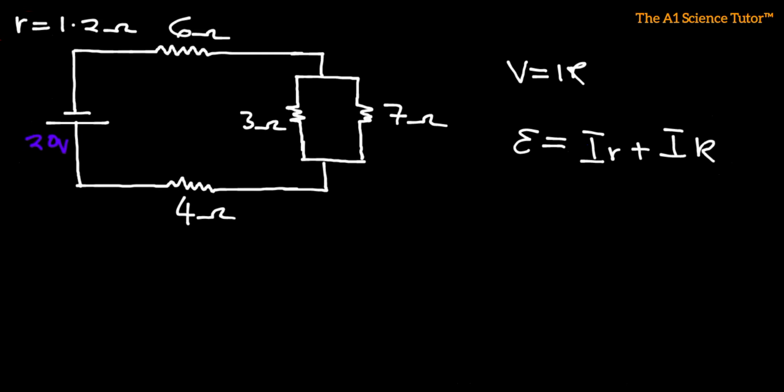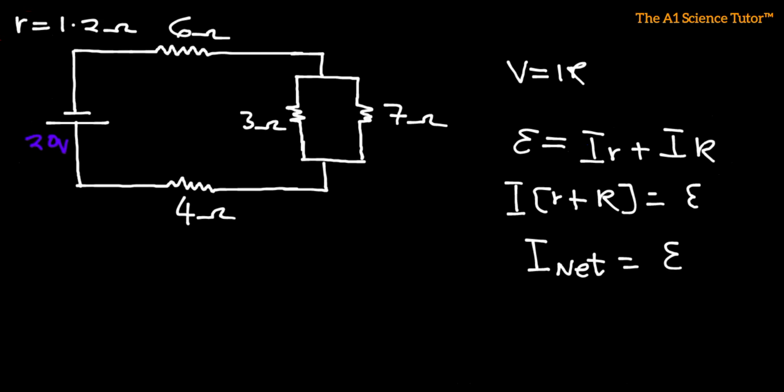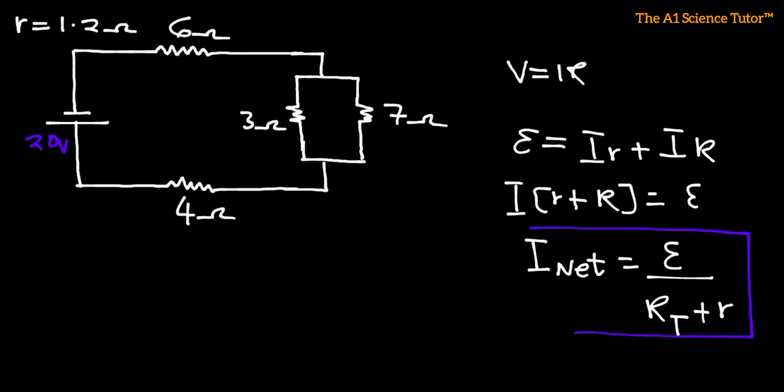So if we wanted to find the net current, we just need to factor out I from this. So this is going to be I multiplied by r plus uppercase R, and this is equal to E. So the net current is going to be E, the EMF of the DC source, divided by R sub t plus a lowercase r. Now why did I represent that as R sub t?